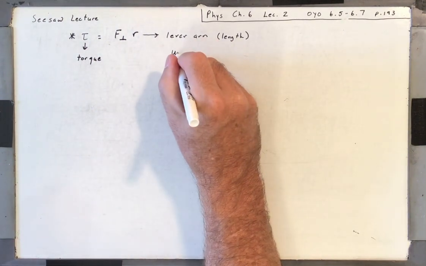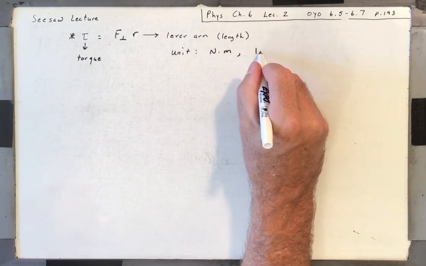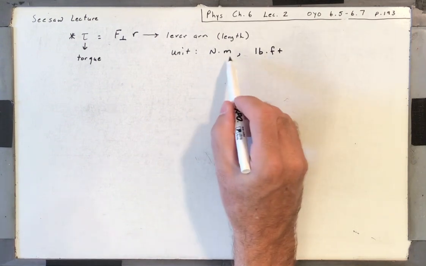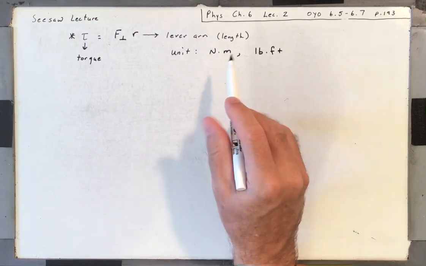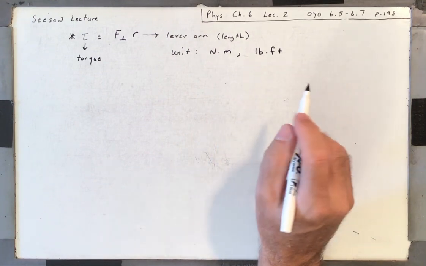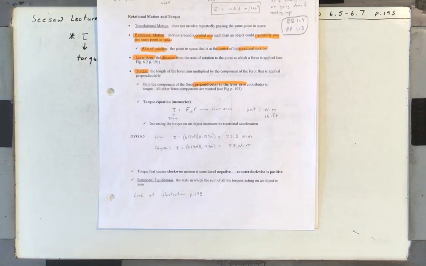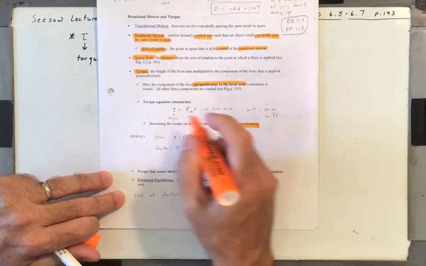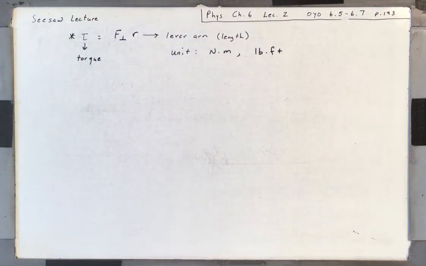So our unit for torque is going to be Newton meters, or pounds times feet. Any force times distance will work, but that's mostly what we're going to be using. The two most famous torque units are Newton meters and pound feet. We might end up going with Newton centimeters, pound inches, whatever. Finally, increasing the torque on an object increases its rotational acceleration. All right, increasing the torque increases rotational acceleration. So let's take a look at our first on your own problem involving torque.